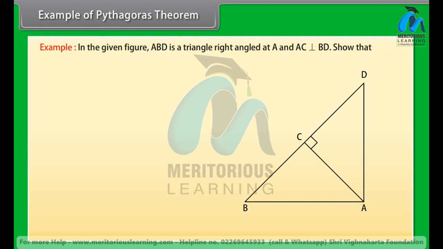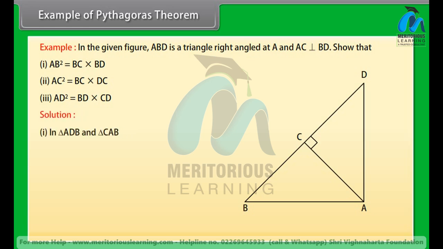Example. In the given figure, ABD is a triangle right-angled at A and AC is perpendicular on BD. Show that 1. AB square is equal to BC into BD. 2. AC square is equal to BC into DC. 3. AD square is equal to BD into CD.